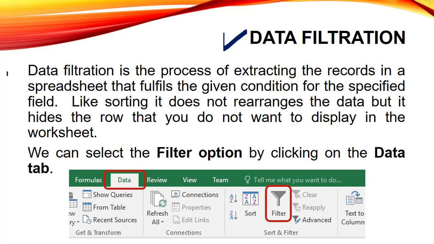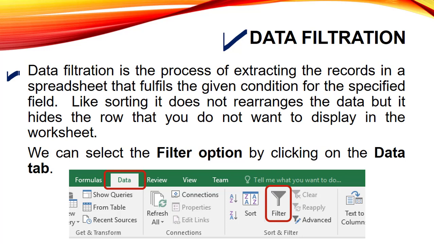Data filtration is the process of extracting the records in a spreadsheet that fulfill the given condition for the specified field. Like sorting, it does not rearrange the data, but it hides the rows that you do not want to display in the worksheet. So generally it is used for showing the records on the basis of a specified condition.